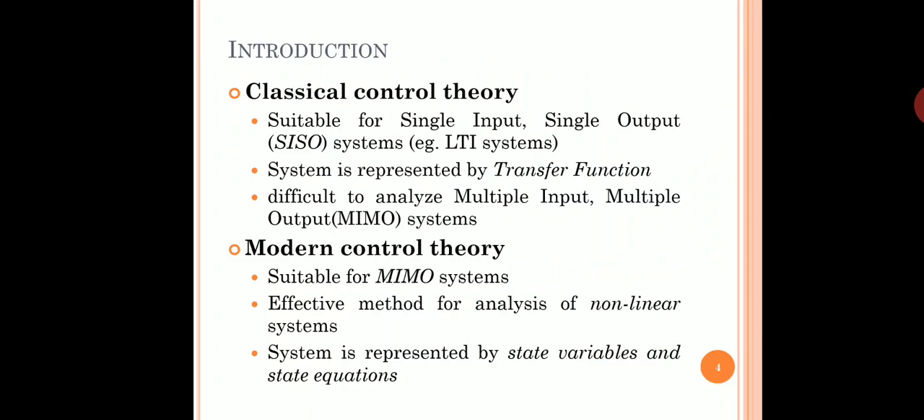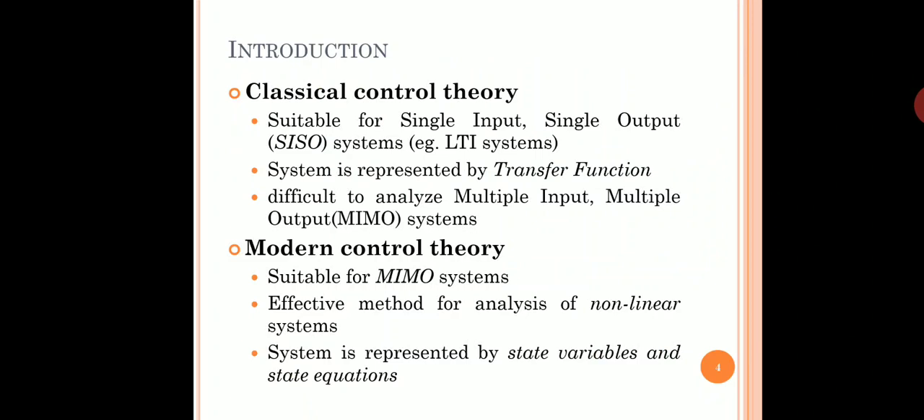Now, the current control system theory that we are studying is called classical control theory. As you know, all these days whatever we have studied, we have always considered single input single output systems. So classical control theory is basically suitable for SISO systems like LTI systems, and the system is represented by a transfer function. So far, whatever different concepts we have studied, the system was always represented by a transfer function, right?